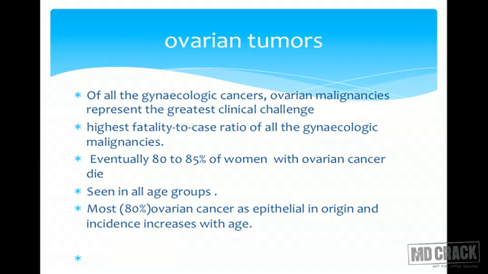In all age groups, ovarian tumor can be there because of the variety of cells and variety of types they have. Almost 80%, that is most ovarian cancers, are epithelial in origin, and the incidence increases with age.